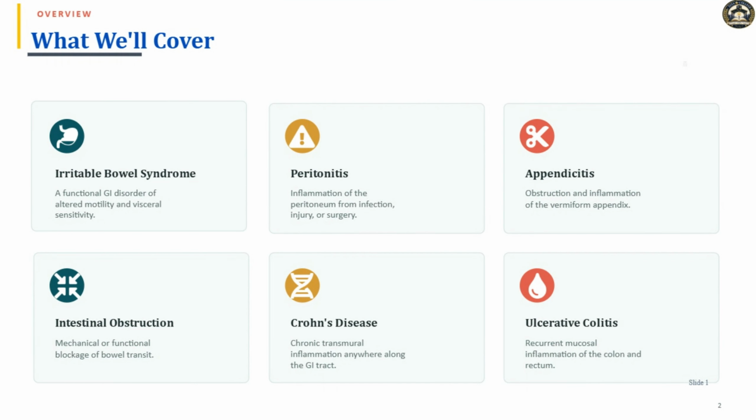In this presentation, we will cover 6 major topics. We'll start with Irritable Bowel Syndrome, a functional GI disorder. Then we'll move to peritonitis, an inflammation of the peritoneal membrane. Next, we will discuss appendicitis, followed by intestinal obstruction. Finally, we'll explore inflammatory bowel disease, specifically Crohn's disease and ulcerative colitis.